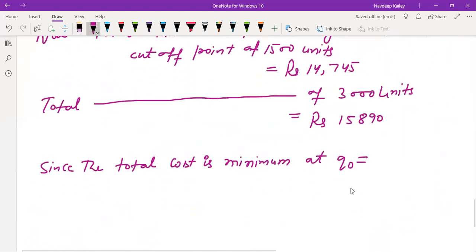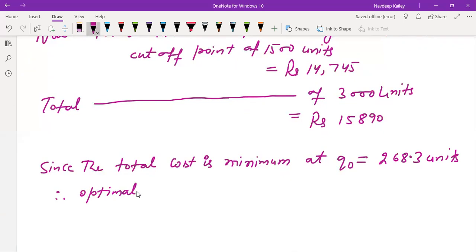Since the total cost is minimum at Q naught equal to 268.3 units, therefore optimal order quantity is 268.3 units. This is how we calculate optimal order quantity in inventory models with price breaks.